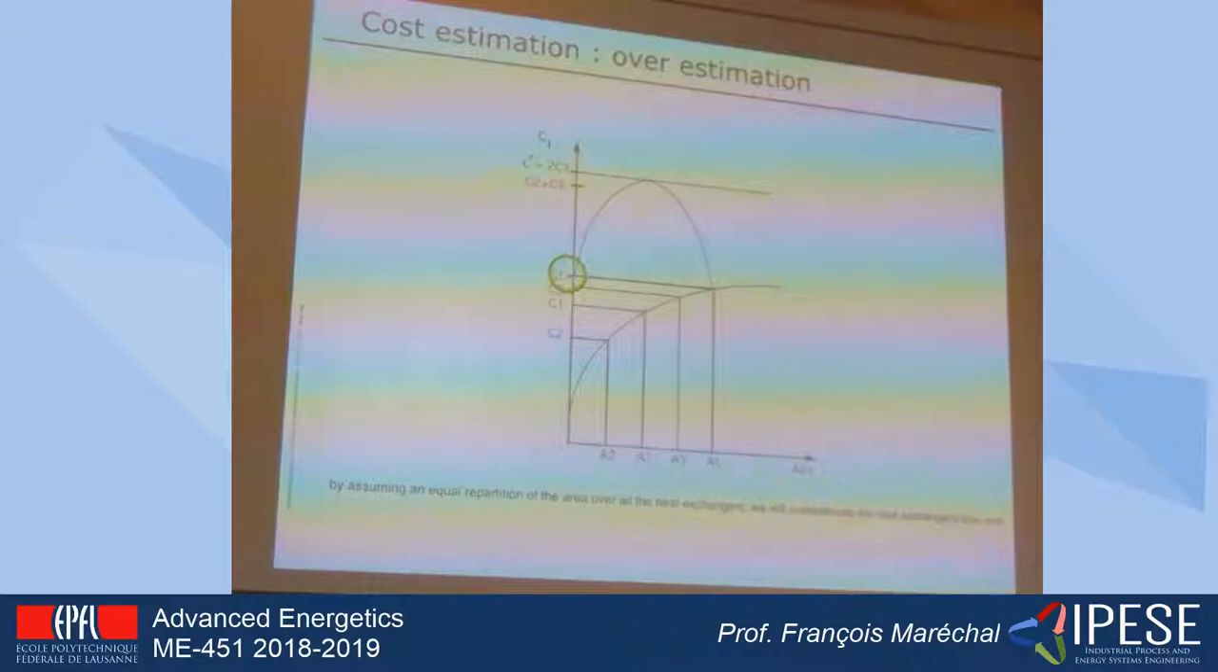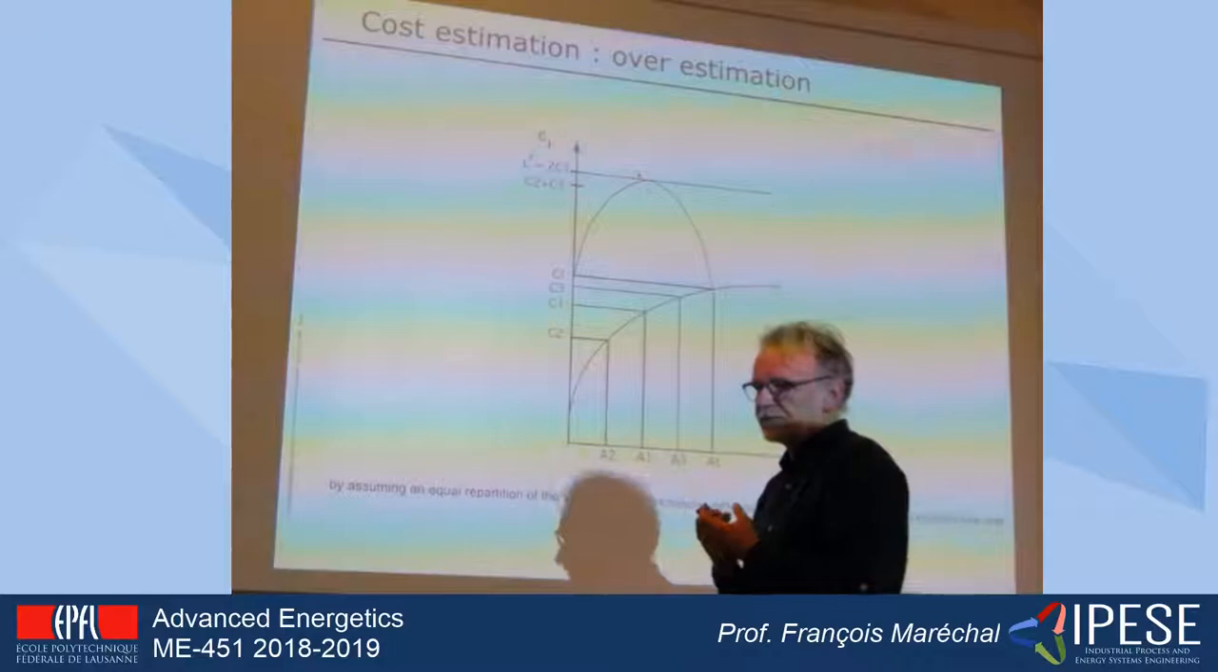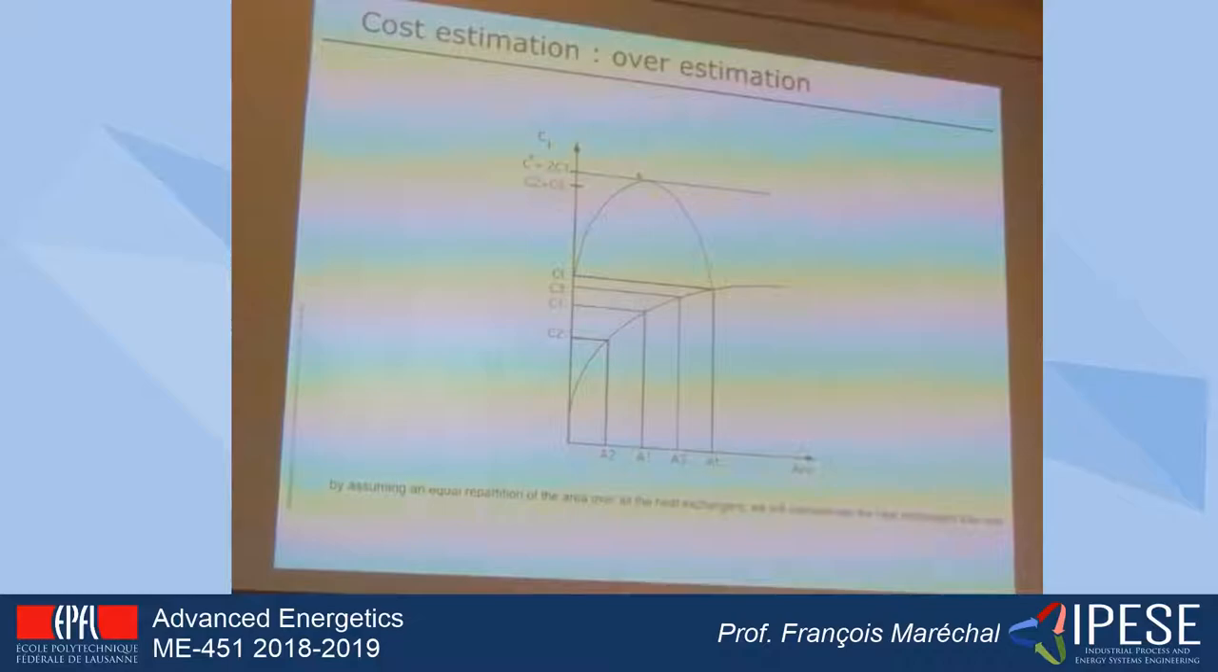I will end up having a sum that will have a maximum when A1 is equal to A2. So A2 is equal to A3, sorry. Okay, so it means that the area is equal to half of the area, which is the assumption that I have taken. So it means that now I have at least a way to estimate the total cost, the upper bound on the total cost.